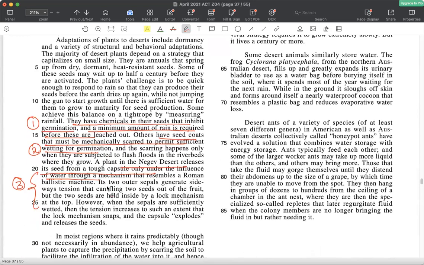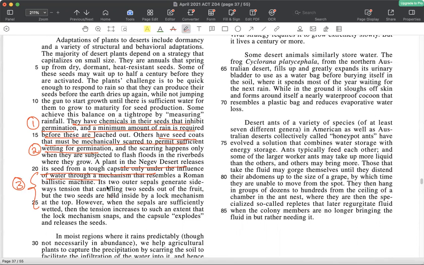Desert ants of a variety of species of at least 7 different genera in American as well as Australian deserts, collectively called honeypot ants, have evolved a solution that combines water storage with energy storage. Ants typically feed each other, and some of the larger worker ants may take up more liquid than the others, and others may bring more. Those that take the fluid may gorge themselves until they distend their abdomens up to the size of a grape, by which time they are unable to move from the spot.